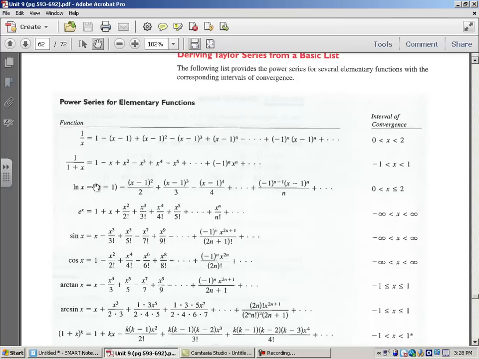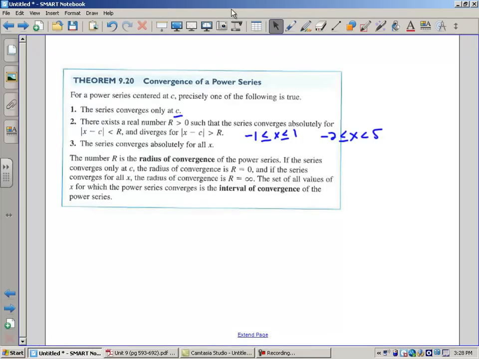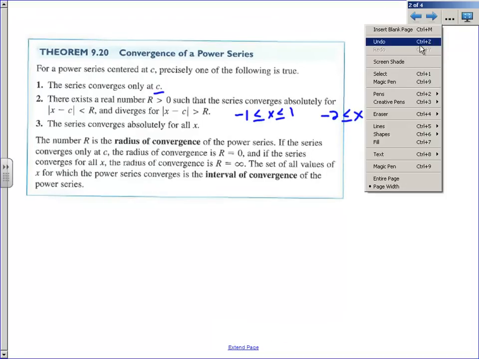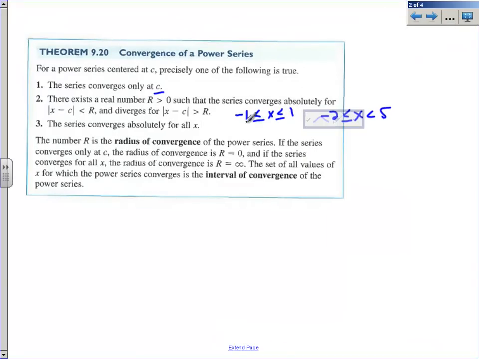Now with natural log, you can tell there's a restricted interval here. You can't use it outside of this interval. You can't use it at 0, but you can at 2. So let's take a look at some of those examples. Let's just prove this e to the x one, x to the n over n factorial. All right, so let's head to this next page, and let's just try this.